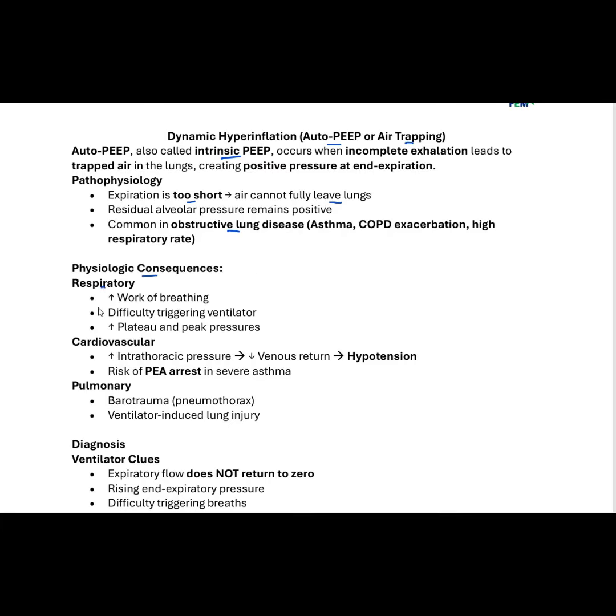So what are the physiologic consequences of this? In terms of respiratory, this can increase the work of breathing, guys. Just imagine breathing with a full lung. The lung is still full with air, and then you breathe in on top of that, then that could increase what? Work of breathing. And that could make it very difficult to trigger the vent. Because in order to trigger the vent, there has to be a what? There has to be a pressure gradient, right? So that could make it very difficult to trigger the vent. And that could also increase your plateau, and that could increase the peak airway pressure.